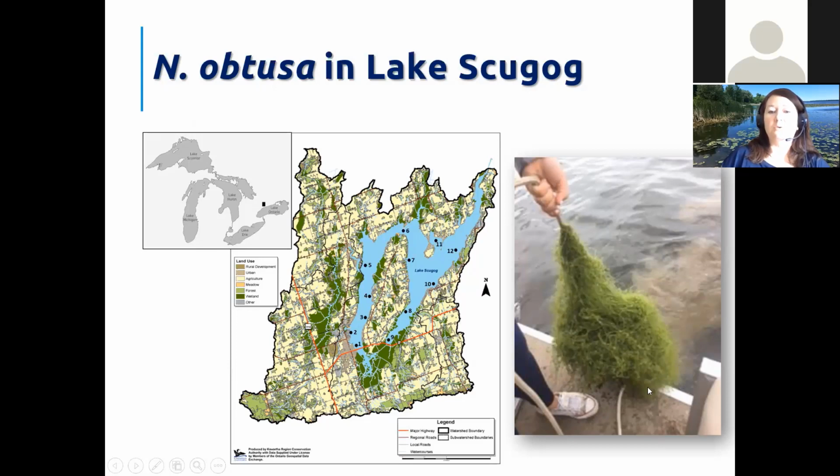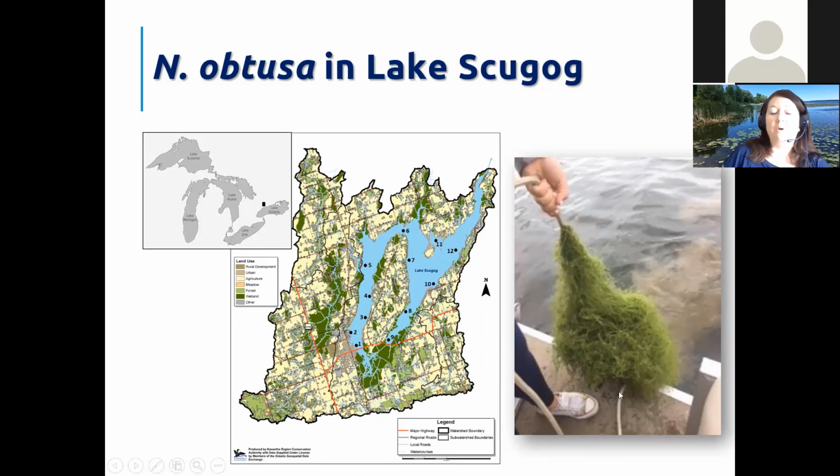So the Lake Scugog Stewards first noticed it in 2015, starry stonewort, N. obtusa, if I want to be scientific about it, and noticed that the other invasive species that was always a bit of a nuisance, Myriophyllum spicatum, also known as Eurasian water milfoil, had collapsed and seemed to be replaced by starry stonewort. So really it was the Scugog Lake Stewards who were the first to bring this to my attention.